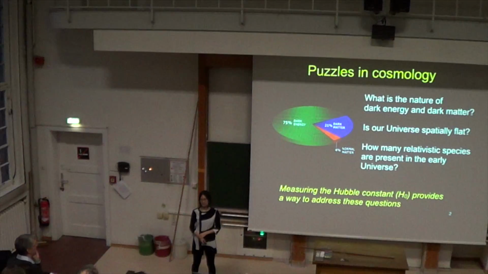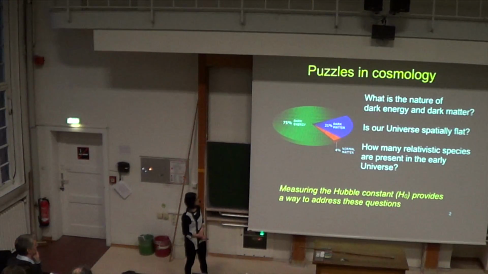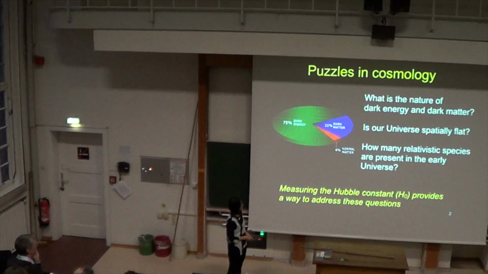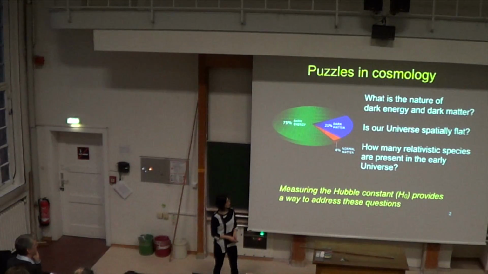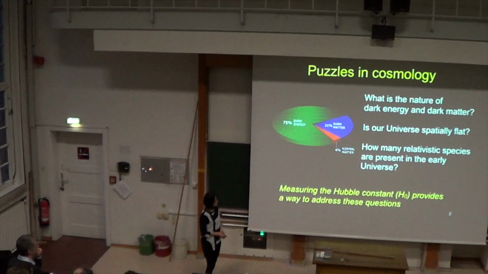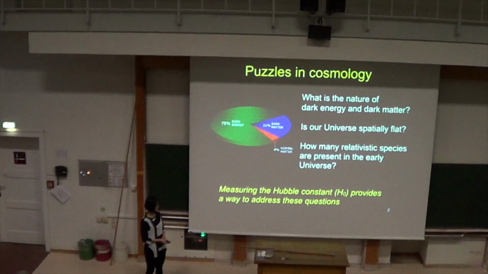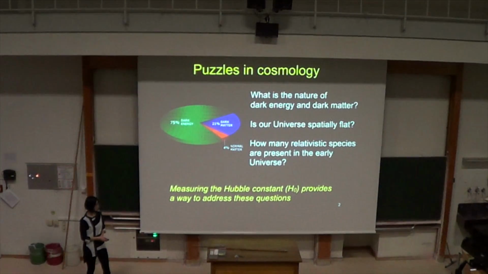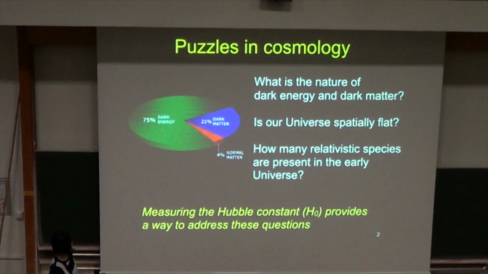However, there are still several puzzles that remain in cosmology. In particular, what is the nature of dark energy and dark matter? Is our universe spatially flat? How many relativistic species are present in the early universe? Measuring the Hubble constant, which is a key parameter in our cosmological model that tells us the current expansion rate of the universe, actually provides a way to address these questions.